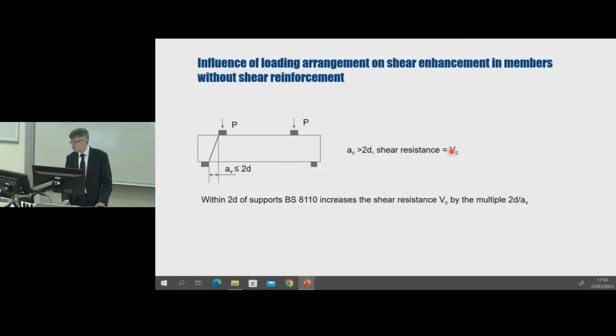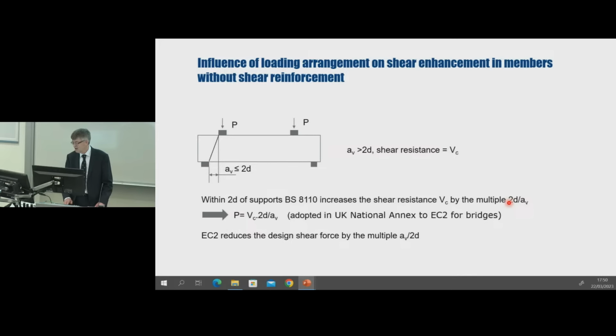BS 8110 deals with this problem by enhancing the basic shear resistance VC by the multiple 2D divided by AV. This approach is adopted in the UK National Annex to Eurocode 2 for bridges. Eurocode 2 adopts the alternative approach of reducing the design shear force, P here, by the multiple AV divided by 2D. In this particular case, these two approaches lead to the same failure load.